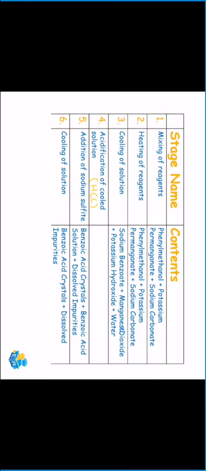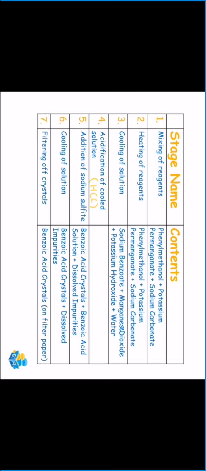The benzoic acid solution doesn't disappear. Crystals come out of the solution due to their low solubility at cold temperatures. And finally, we have filtering of the crystals, where benzoic acid crystals are left in our filter paper, and the filtrate containing other soluble products goes into our Buchner flask. So let's look now at each stage in greater detail.